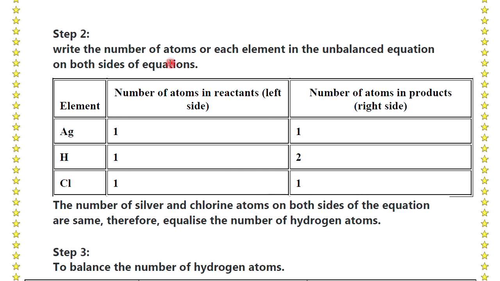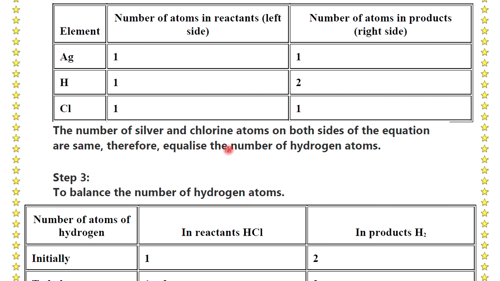Write the number of atoms of each element in the unbalanced equation on both sides of the equation. Silver: the number of atoms in the reactant is 1 and in the product is 1. Hydrogen: the number of atoms in the reactant is 1 and in the product is 2. Chlorine: the number of atoms in the reactant is 1 and in the product is 1.